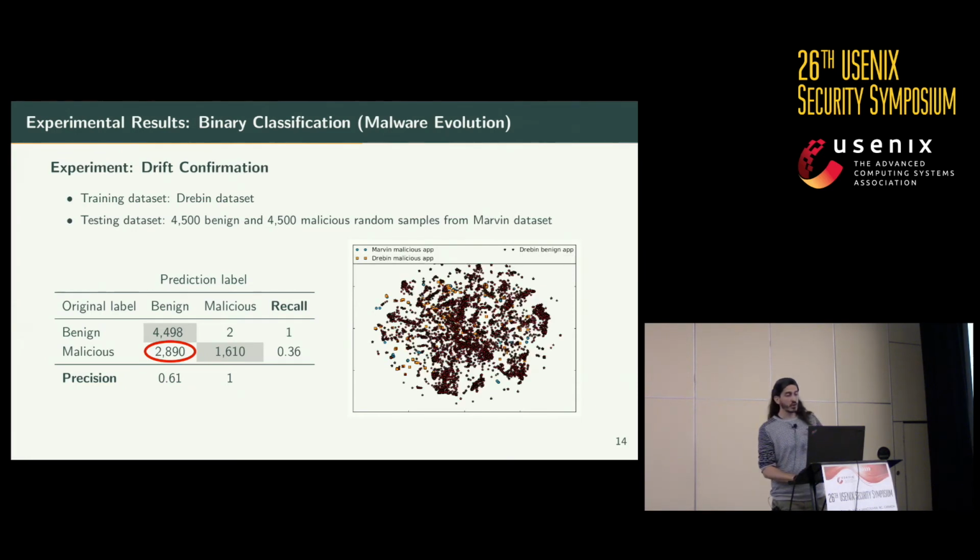But if I add also the benign applications coming from Drebin, you can see that also the malicious Marvin applications that were not too far from the Drebin malicious applications are now even closer to the benign applications. So it's another sign that there is a drift in the data.